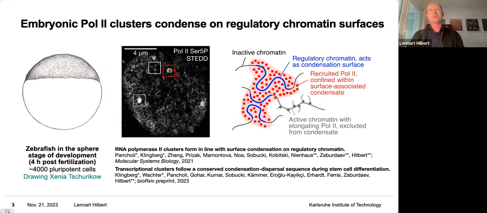So you would have genomic elements like super enhancers that serve as so-called condensation surfaces. The recruited Pol2 and other transcription factors condense on these surfaces and then form these surface-associated condensates. The actual transcribed gene is excluded, as described before, and this can actually lead to deformations of these condensates.